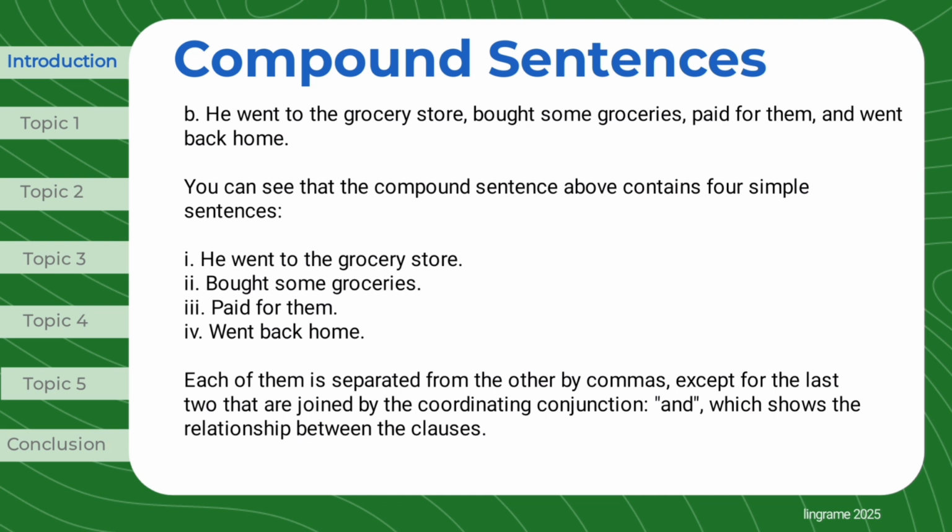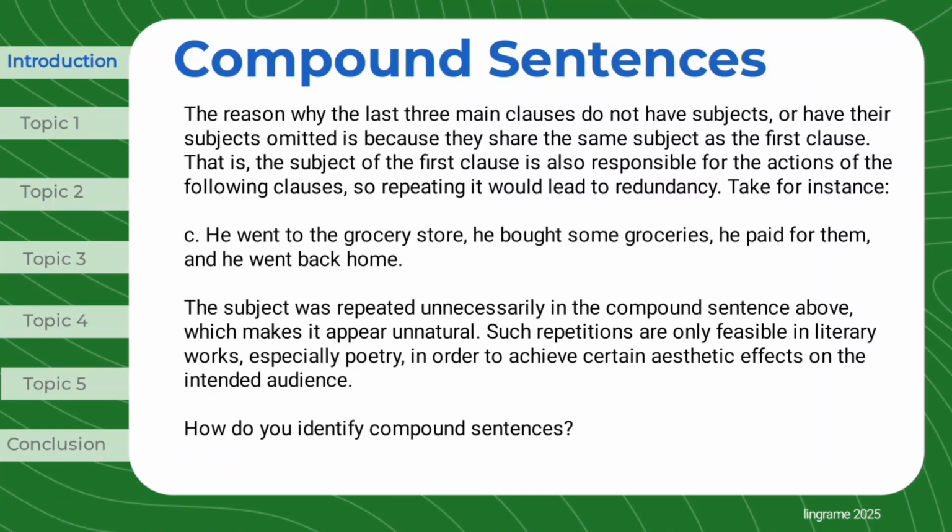Each of them is separated from the other by commas, except for the last two that are joined by the coordinating conjunction, and, which shows the relationship between the clauses. The reason why the last three main clauses do not have subjects, or have their subjects omitted, is because they share the same subject as the first clause. That is, the subject of the first clause is also responsible for the actions of the following clauses, so repeating it would lead to redundancy.